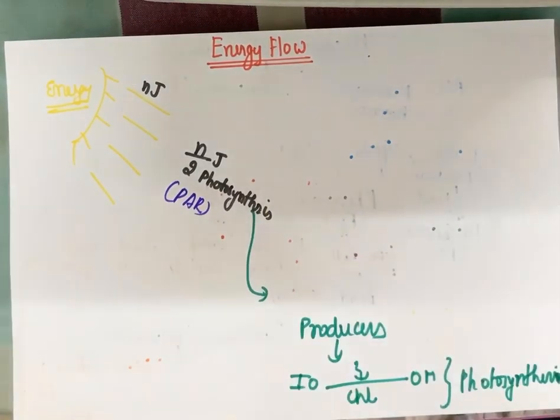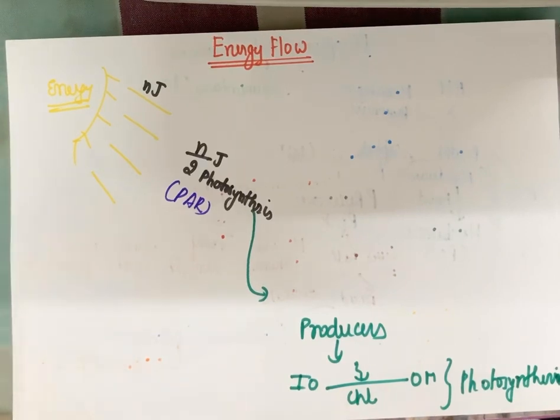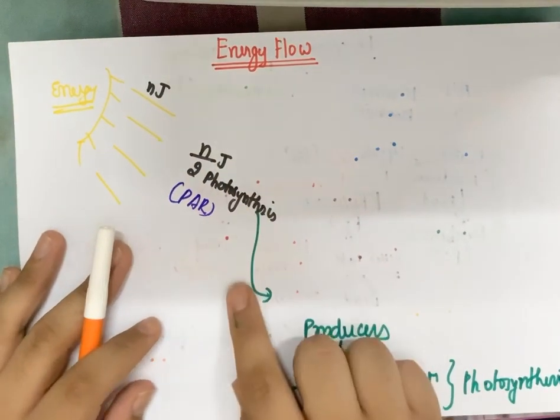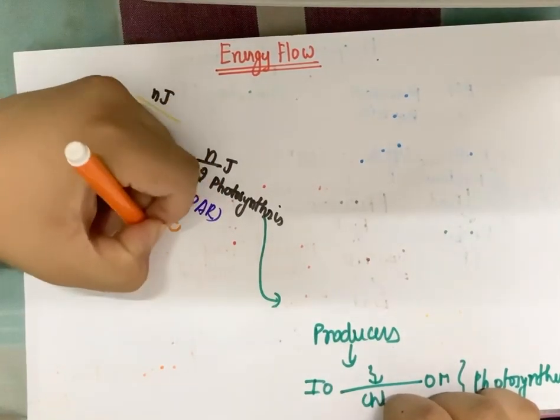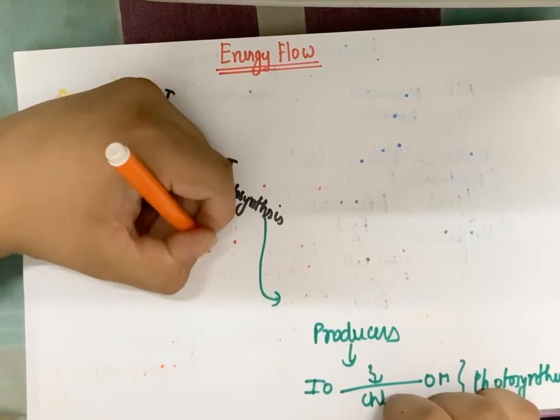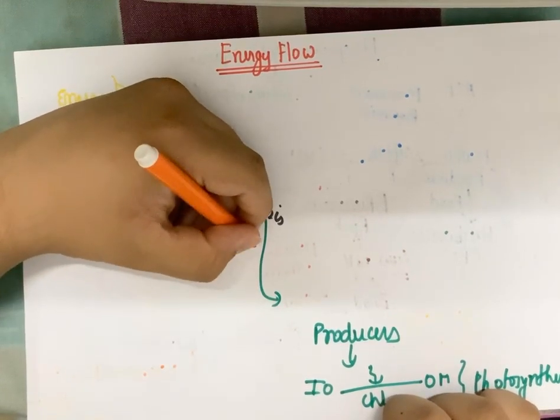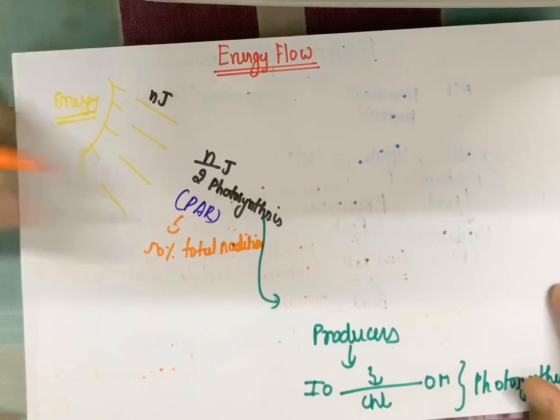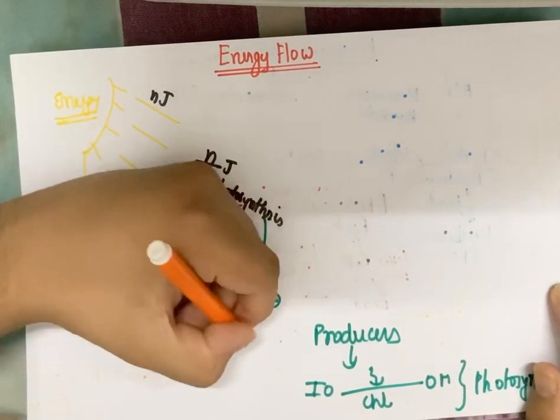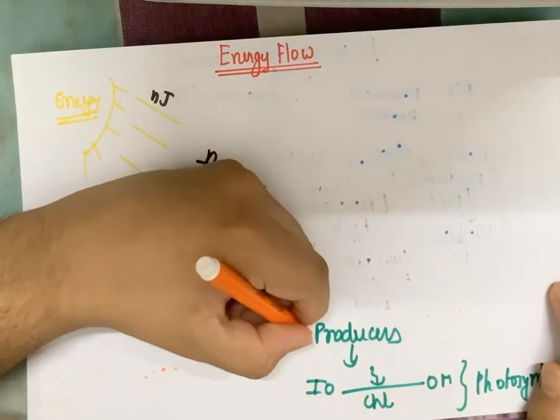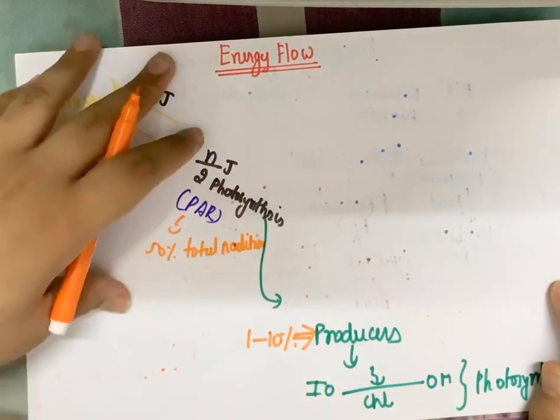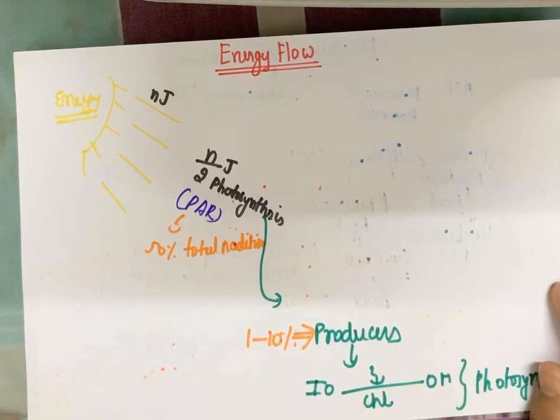But one more thing to remember is that out of this photosynthetically active radiation, which is 50% of the incident radiation, so 50% of the total radiation of the sun is photosynthetically active radiation. Out of this 50%, only 1 to 10% is absorbed by the plants. Plants don't need all the radiation, they only need 1 to 10% of this photosynthetically active radiation.